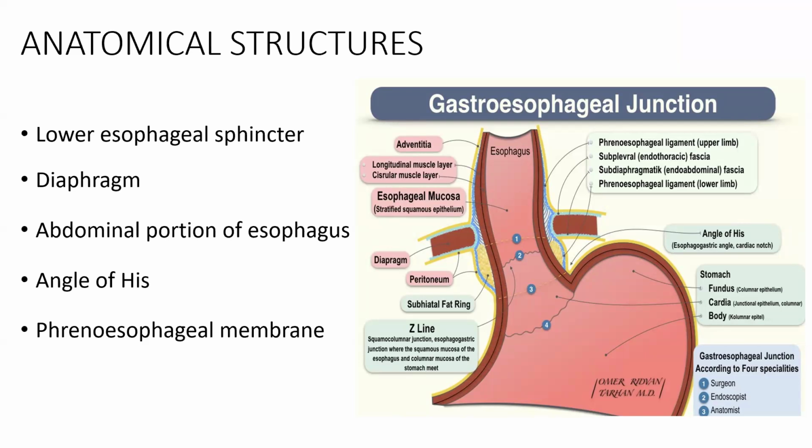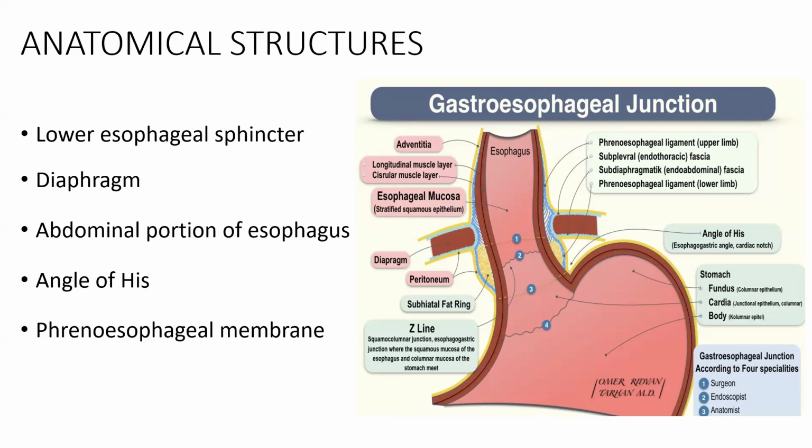the following structures, like the lower esophageal sphincter. This physiological sphincter measures 3 to 5 centimeters long, and the high resting tone of the smooth muscle in the lower esophageal sphincter prevents the regurgitation of gastric contents into the esophagus.